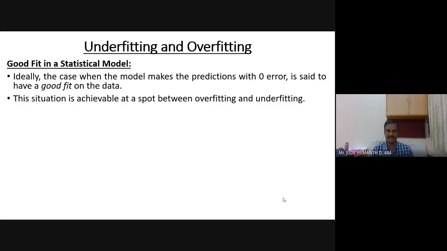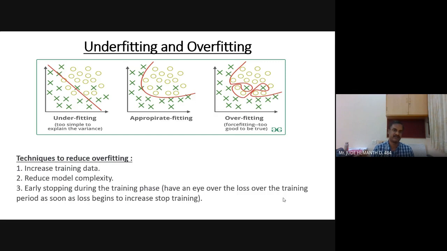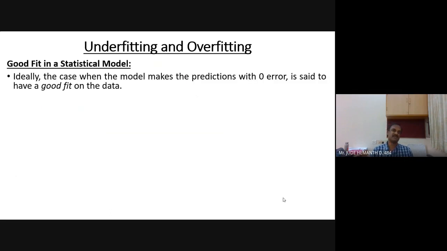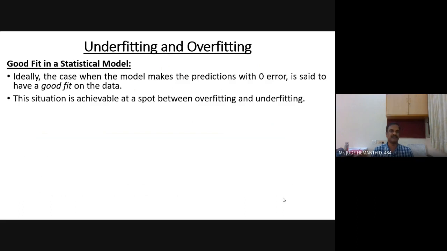But if you look at this graph, the second one, the appropriate fitting, you can see that all zeros are perfect. All zeros are perfect. Only the cross marks, two of the cross marks, are misplaced. This may give you some accuracy around 98 or 97%, depending upon the number of crosses and circles. That is fine. But if it is exactly zero error, then we call it a good fit on the data, right?